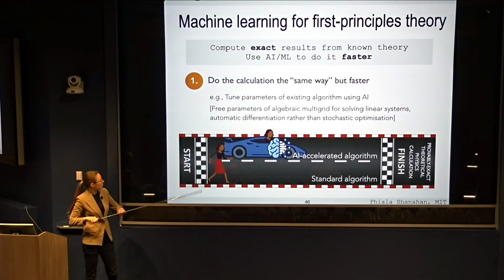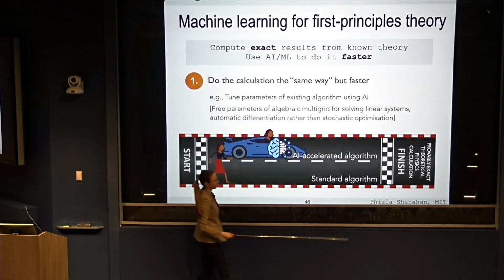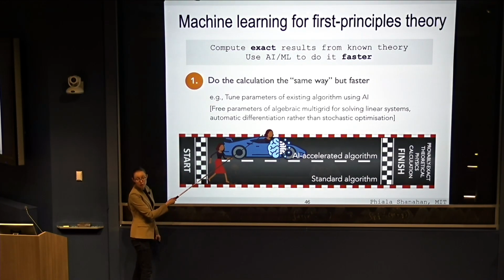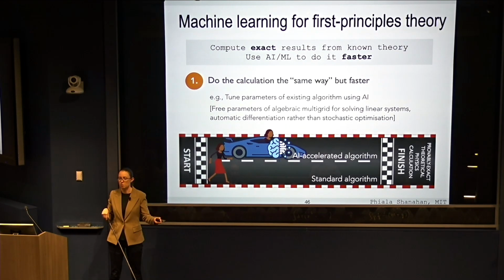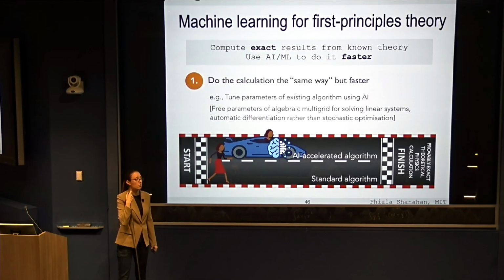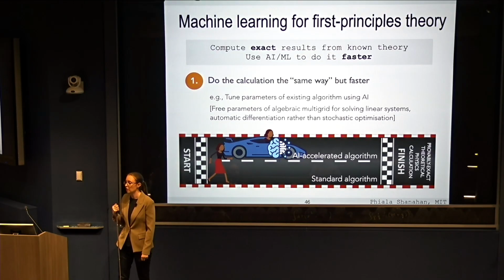That is, I start from the same start, I get to the same finish, that is provably exact theoretical physics calculations, and the same person's running the track, we're just going to make them faster, right? Then you have all the guarantees of your existing algorithm, you've just accelerated it. This is not a very interesting application of machine learning, but it can be very useful. There are many algorithms that have a lot of free parameters to be tuned that don't affect their rigor. You can tune them more efficiently using AI.